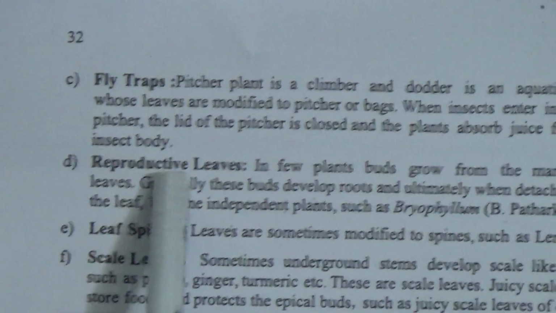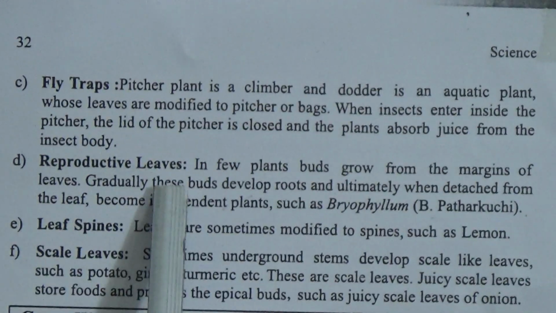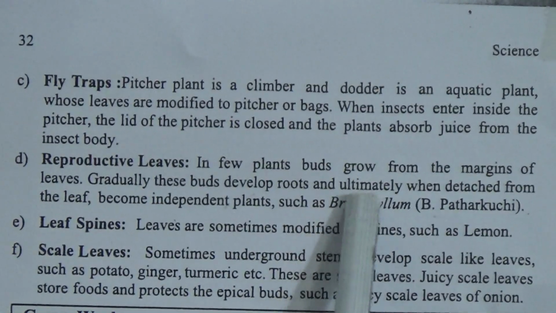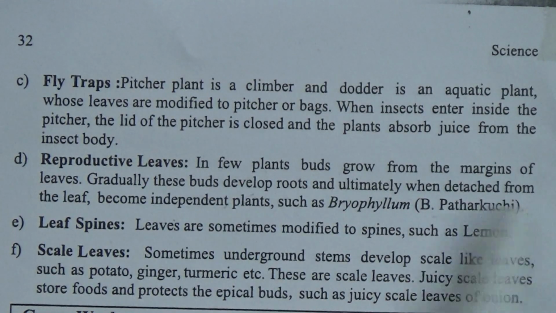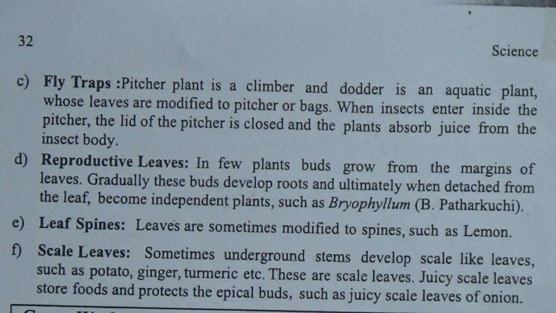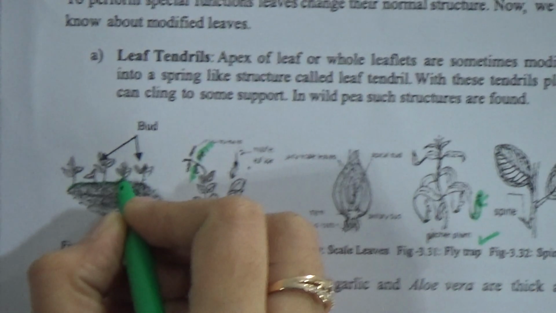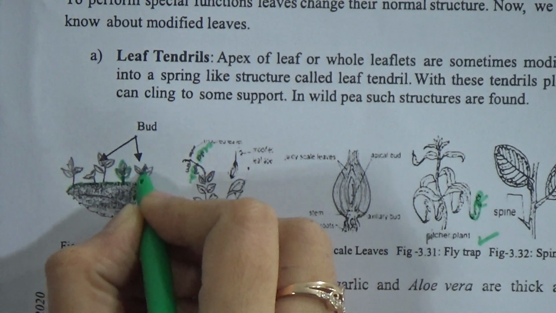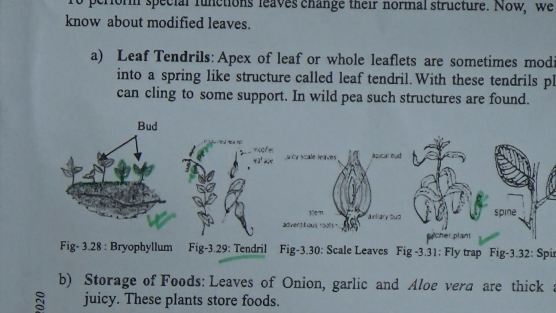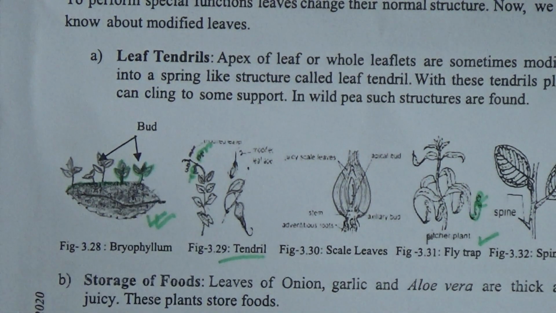And now D number, reproductive leaves. In few plants, buds grow from the margins of leaves. Gradually, these buds develop roots and ultimately, when detached from the leaf, become independent plants such as Bryophyllum. Bangla name Pathurkuchi. And here is the picture of Bryophyllum. And you can see from the outer edge of this leaf a new plant grows. This is the example of reproductive leaves. When they detach from this leaf, it will become a new plant independently.